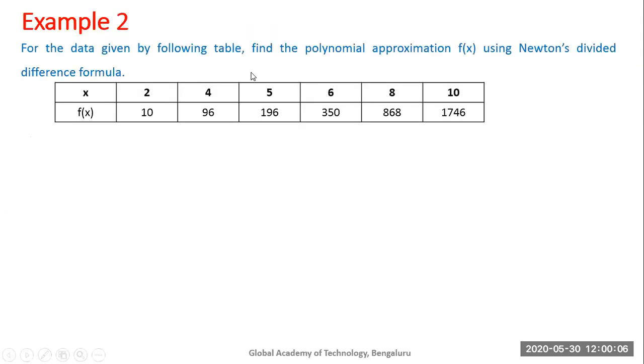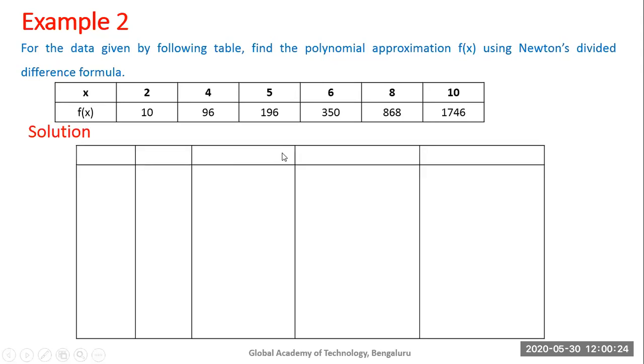Let me take one more example. For the given data, find the polynomial approximation of f of x. That means we need to find the interpolating polynomial using the divided difference formula, Newton's divided difference formula. So this is the data given. We first construct the divided difference table. The x values are known, and the y values are given here.